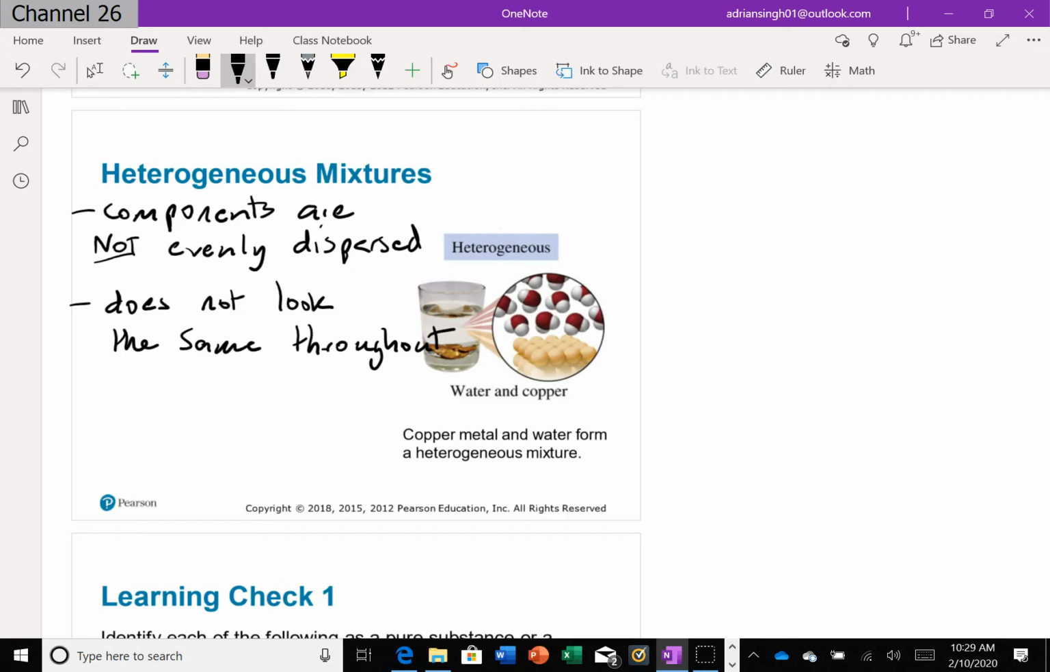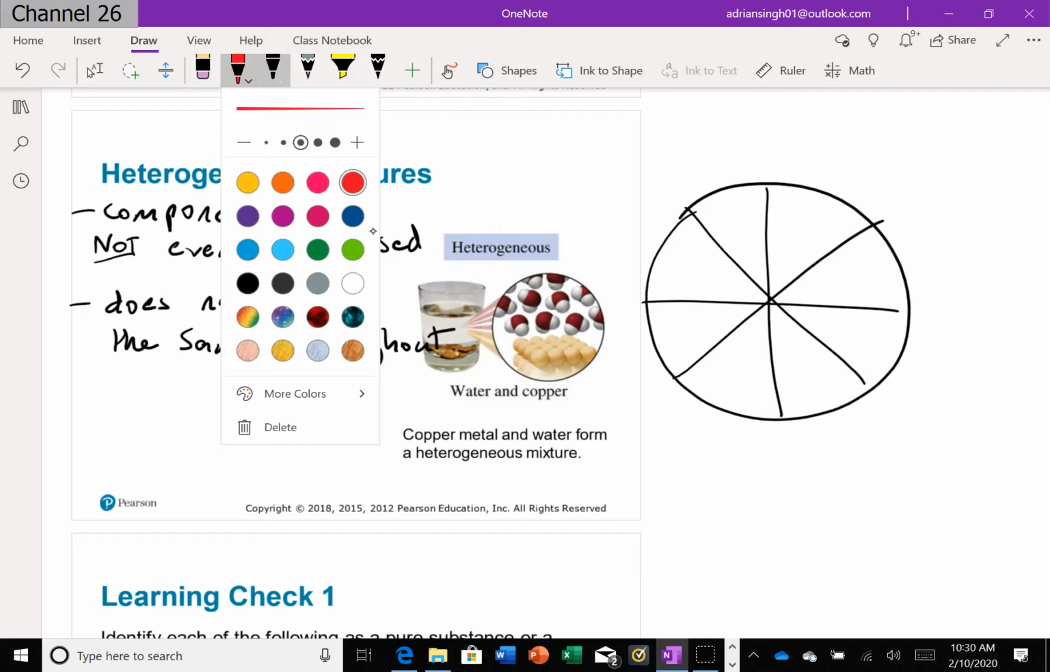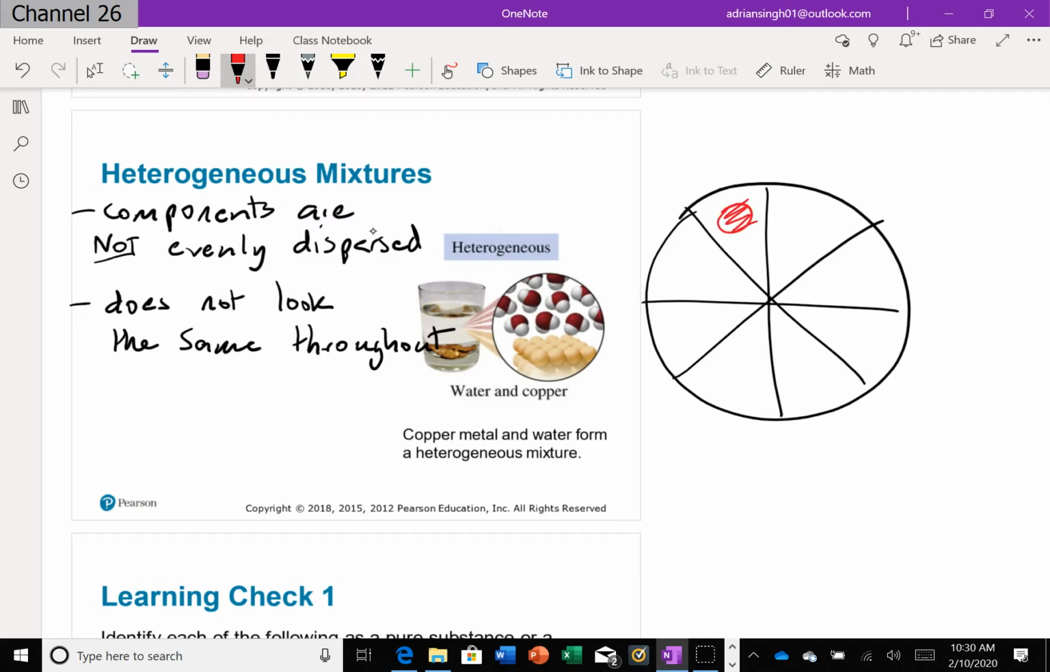Right? Maybe a better example, depending on if you're hungry or not. So let's say that's a pizza. All right, and let's say that's a pepperoni pizza. So we're going to draw the pepperonis in, like so. So first of all, would this be an example of a pure substance or a mixture, the pizza?